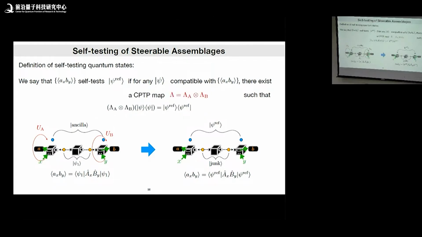Now actually this unitary, ancilla, and junk state can be collected together, and then we can simplify this definition. We can just find a completely positive and trace-preserving map for Alice and Bob, such that after the map acts on the underlying state, it becomes the reference state. So this definition will be simpler.